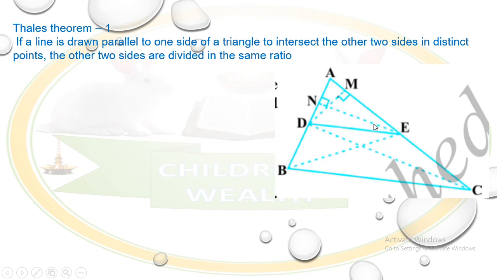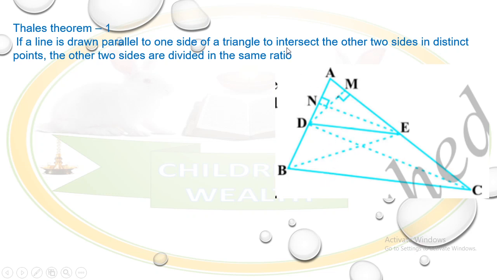What it says: if a line, that is DE, is drawn parallel to one side of a triangle, consider a triangle ABC, then we have three sides, that is AB, BC and AC. In these three sides, if we draw DE parallel to one of the sides, that is BC, even we can draw a line parallel to AC also. For proving purposes, we have taken DE parallel to BC.